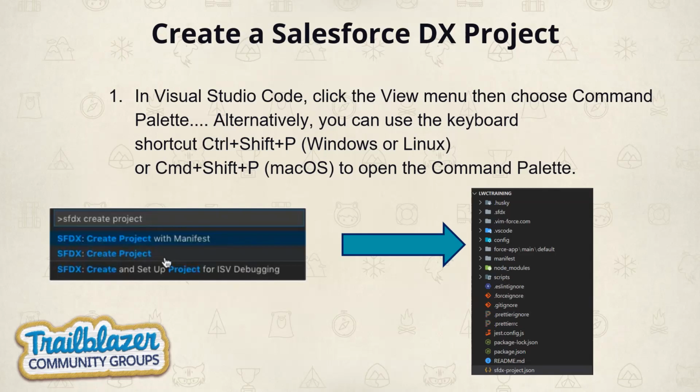Then you have to find this command, called SFDX: Create Project. You have to click this option, SFDX: Create Project, and finally you can see this LWC folder structure. Based on the structure, we can find all the information about our component. So we will see all these components one by one.